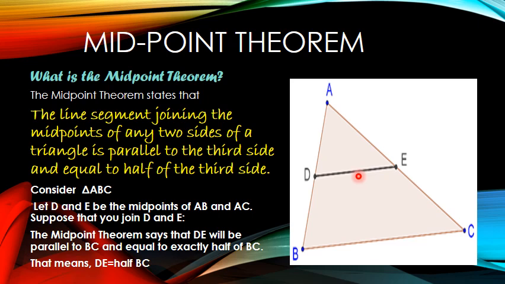Since the line segment is joined using the midpoints, the theorem is named the midpoint theorem. So whenever you come across problems where you have line segments joined using the midpoints of two sides of a triangle, you should know that this line segment will be parallel to the third side and is going to be half of the third side. That is how you are going to apply the midpoint theorem.